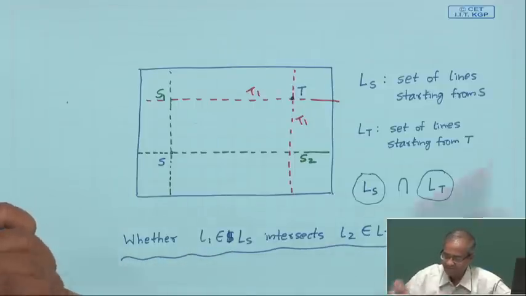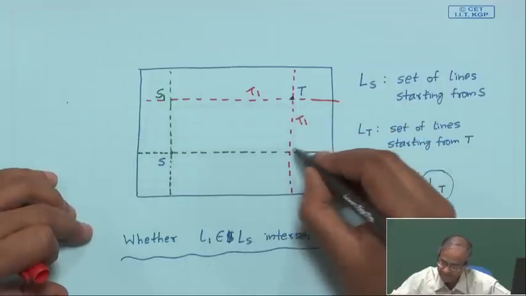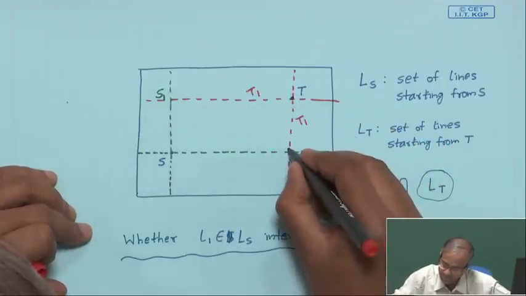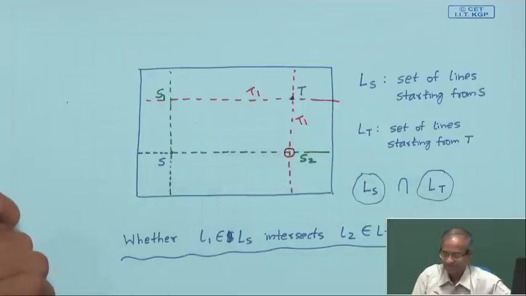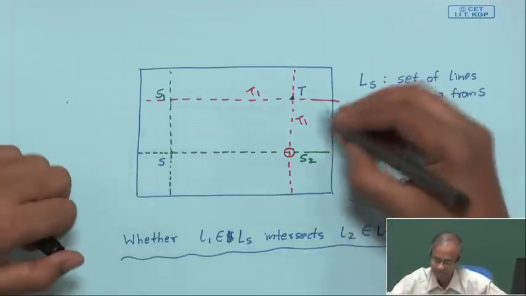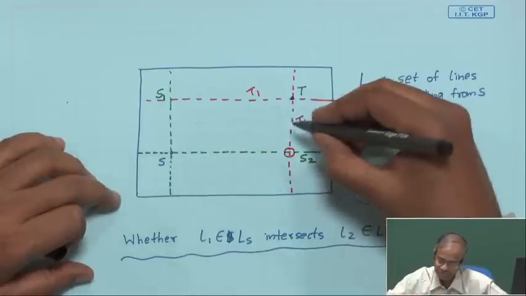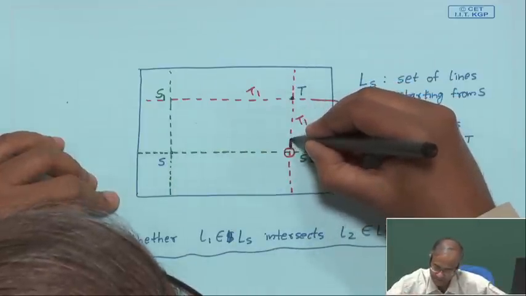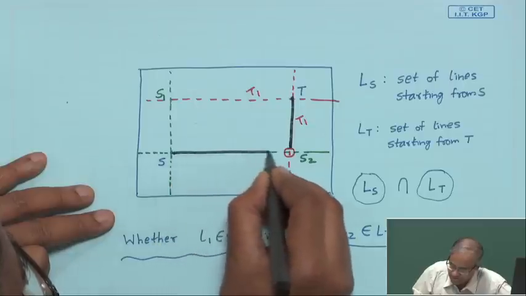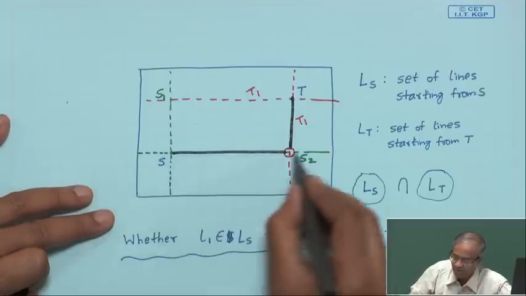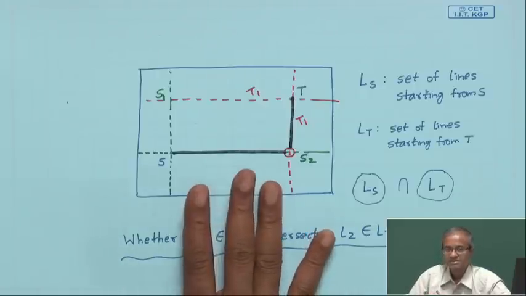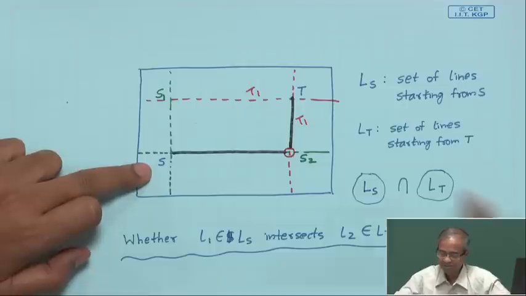There can be multiple intersections, like in this case, one intersection is happening here, one intersection is happening here. Let us say we take this as the intersection. So, once we find the intersection, we can trace back from there up to T and up to S. We can trace the red lines to go up to T, we can trace the green lines to go up to S. So, you see we have already got a path between S and T. The concept is very simple. This is how we get a path between S and T.